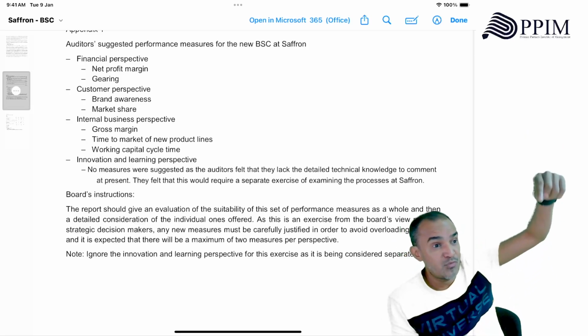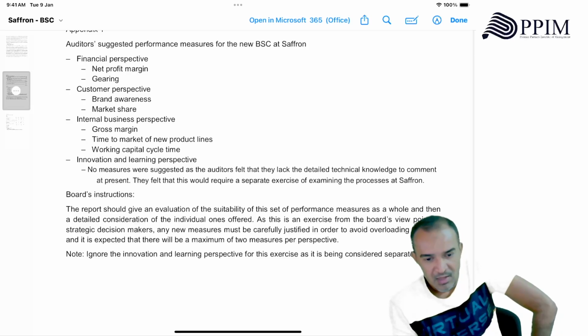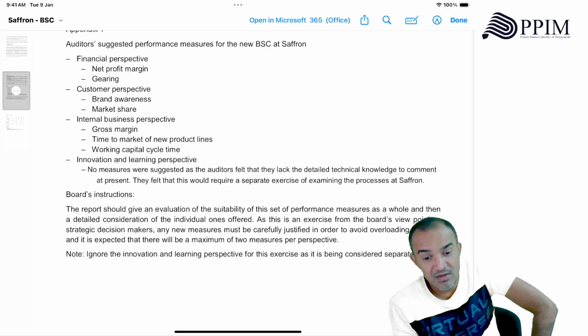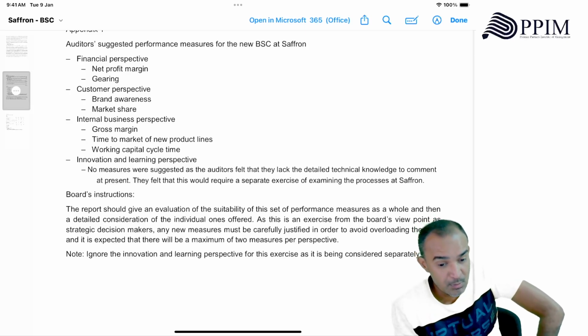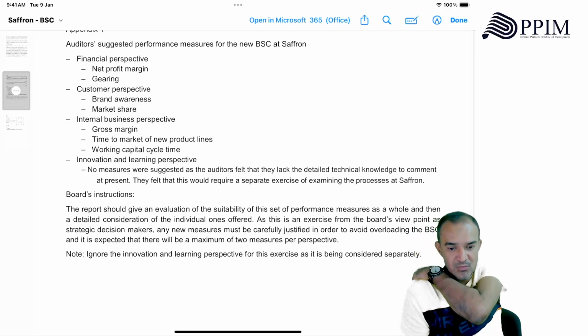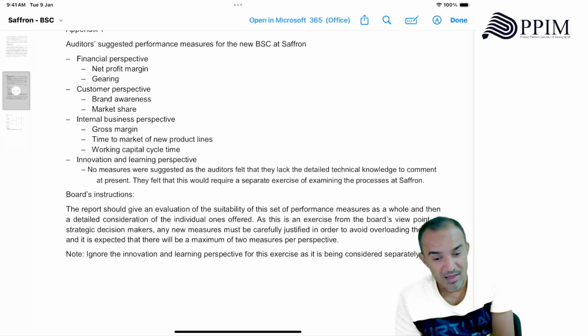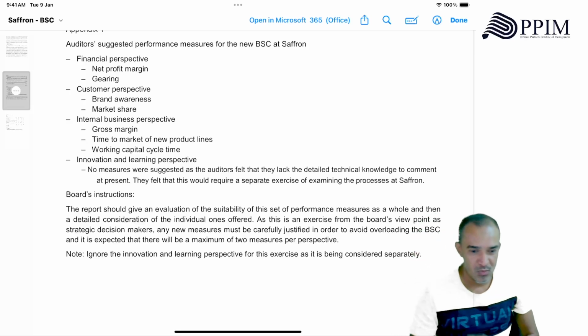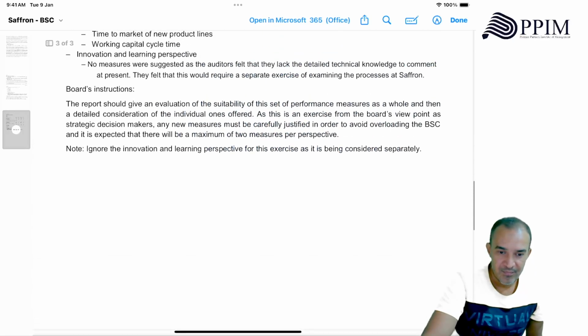Now that is why they are giving you 14 marks. As this is an exercise from the board's viewpoint as strategic decision makers, any new measures must be carefully justified in order to avoid overloading the BSc, and it is expected that there will be a maximum of what? 2. Ignore the innovation and learning perspective for this exercise. That is being considered separately. Now don't go and suggest 2 for the learning and growth. They are clearly saying ignore. So we need to look at only the first 3.